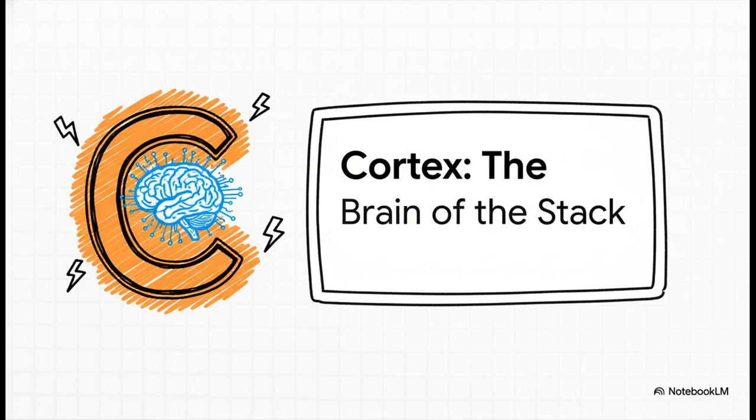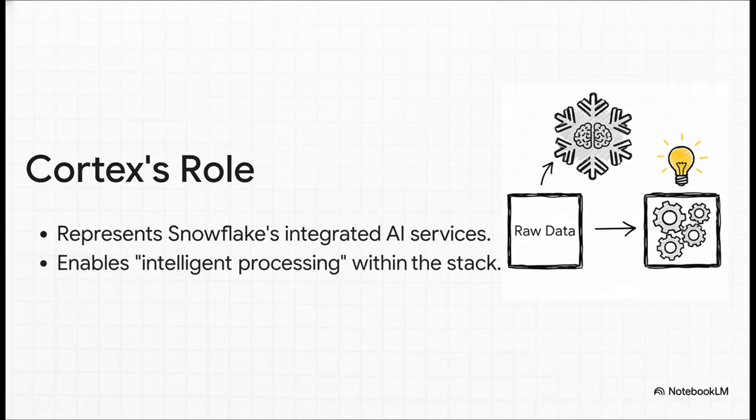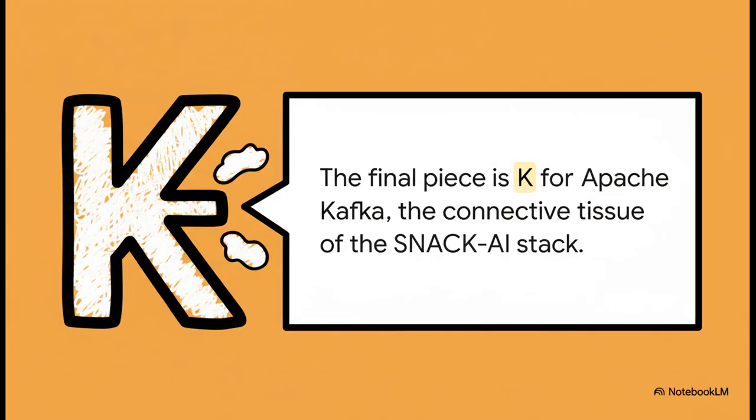Now for the C in SNACK, Cortex. And if we said Snowflake is the hub, well, Cortex is definitely the brain. Cortex is basically the name for Snowflake's built-in AI and machine learning services. So when we talked about intelligent processing earlier, this is it. This is what makes it happen. It lets you run large language models and other cool AI stuff right there on your data inside Snowflake. It's incredibly efficient.